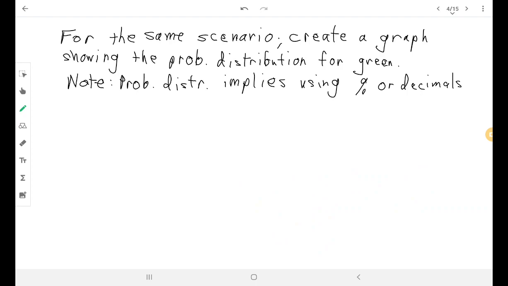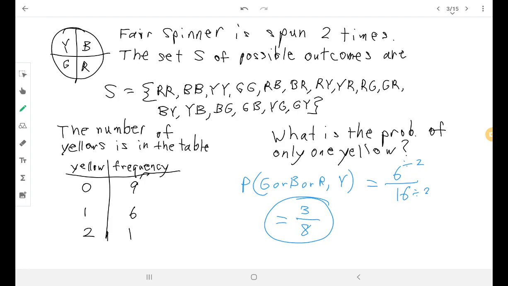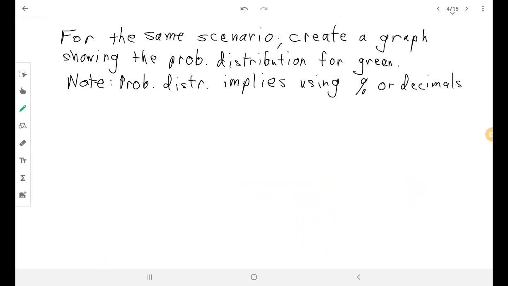All right, for the same spinner scenario, let's make a table kind of like this one. It won't be a frequency table, but it'll be kind of like that, showing the probability distribution for green. So a probability distribution is different from a frequency table. The frequency table would look like this. Number of times that we're going to get green versus the frequency of those. We might get green 0 times, 1 time, or 2 times.